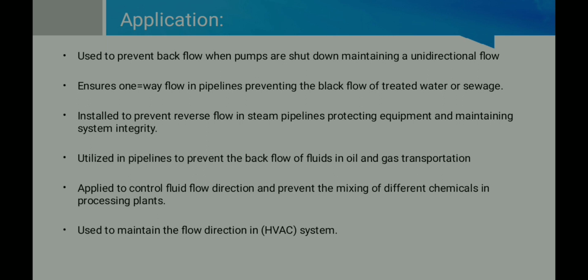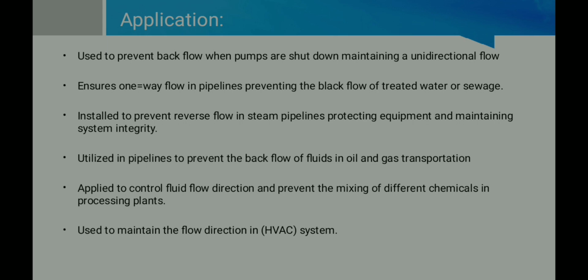Let us look at the applications of a check valve. It is used to prevent backflow when pumps are shut down, maintaining a unidirectional flow. So usually during an industrial shutdown, they use the time for maintaining equipment. In that time, there is a high chance of backflow of a fluid, so it prevents the backflow of a fluid in a process.